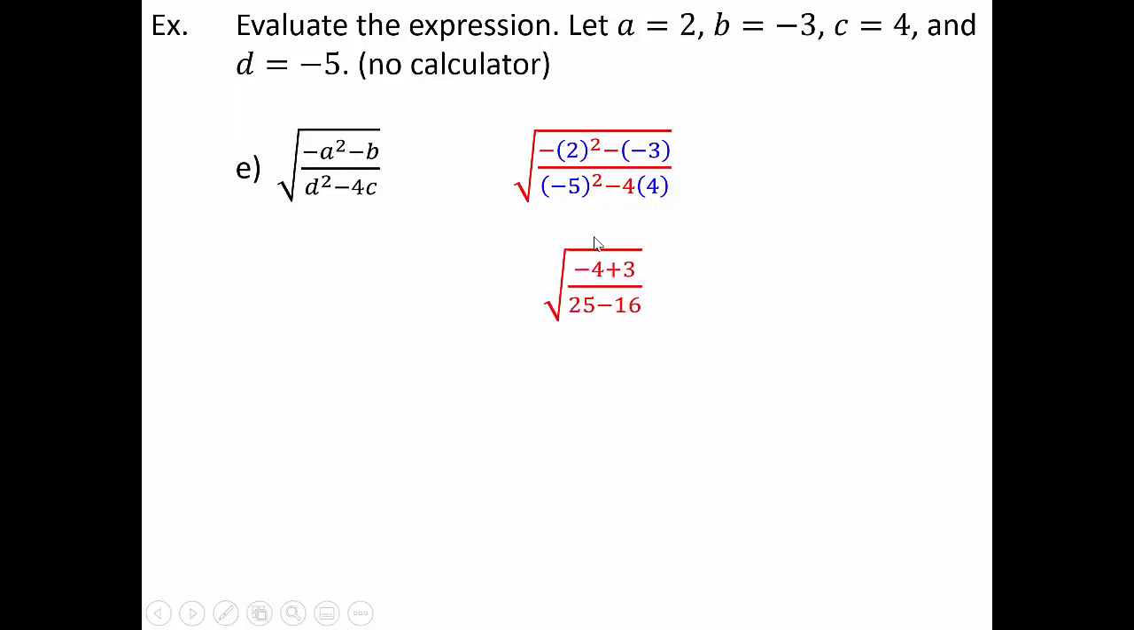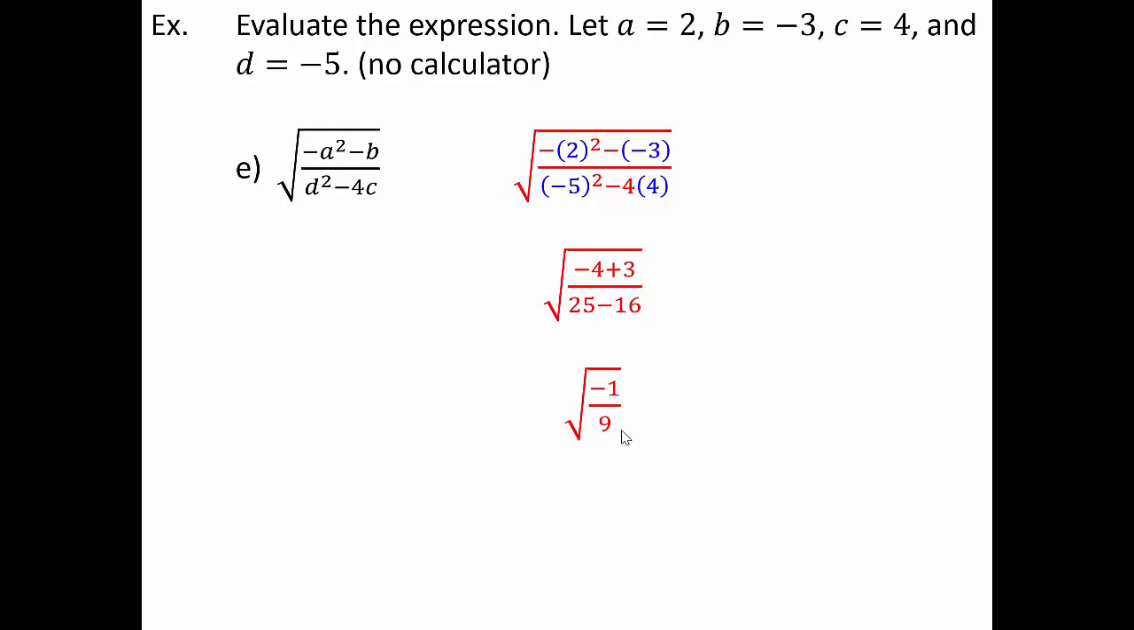So 2 squared gives me 4, and the negative is still there. Negative negative 3 makes it a positive 3. In this case, the d value is indeed negative 5. Negative 5 squared is positive 25 minus 16. Continue simplifying. On top, I'm going to have negative 1. On bottom, I'm going to have 9. And finally, take the square root of negative 1/9.